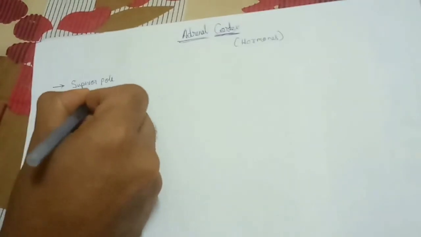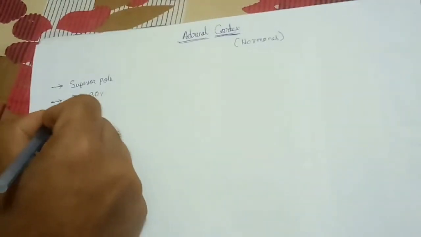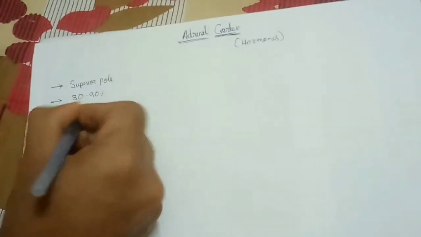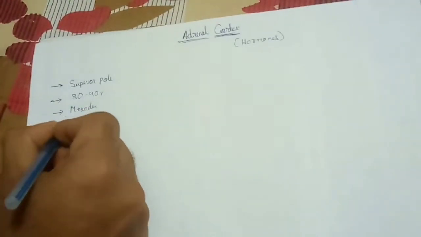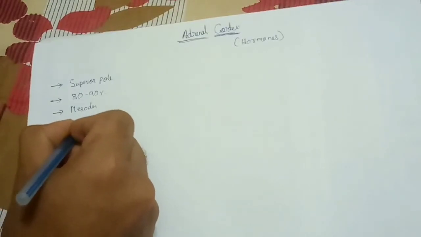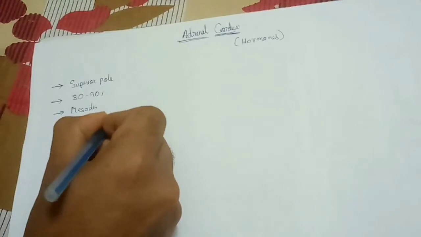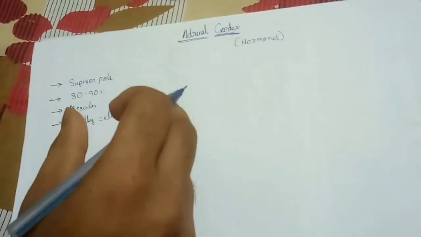The adrenal cortex part is about 80 to 90% of the total gland and is derived from the mesoderm of the embryo. The adrenal cortex cells consist of fatty cells. Mainly it consists of fatty cells, that is, the lipids are included in the cytoplasm as inclusion bodies. The adrenal cortex is divided into three regions.